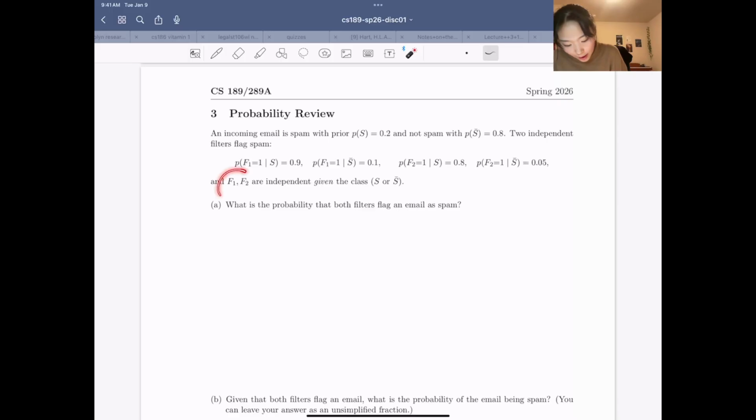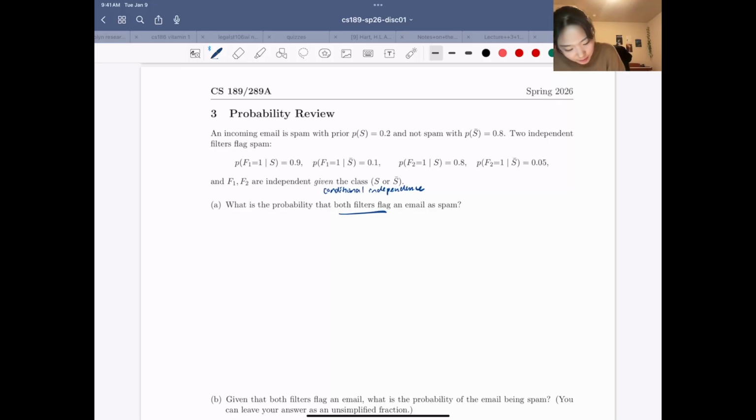And we're told that F1 and F2, the filters, are independent given the class of whether it's spam or not spam. So this hints at something related to conditional independence. Cool. And now we're asking, what is the probability that both filters flag an email as spam? Just writing this out, how would we turn this English into a mathematical statement?